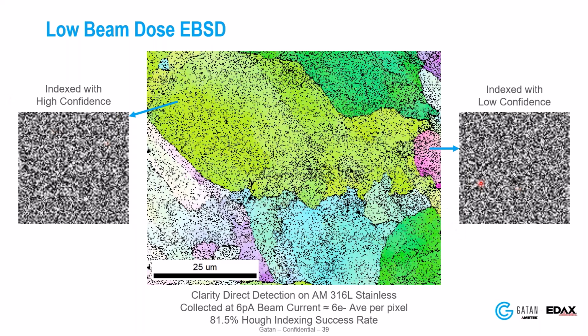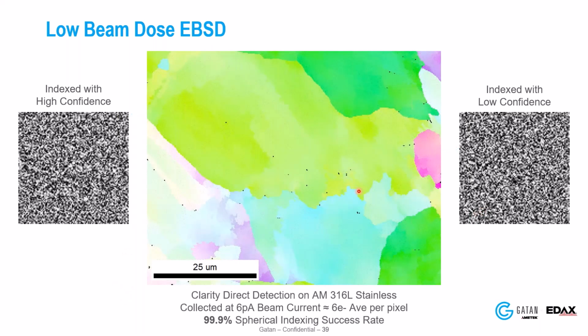And this is one area with the Clarity that's interesting, because we can go to these low beam doses. There's essentially no noise from the detector system. There's no read noise. It's counting these electrons. So we can go to smaller beam doses and still find usable signal in here. But with spherical indexing, you see from the whole data, we're able to get basically 99% indexing with 6 electrons on average. So we're able to match to this full pattern better than we can with just band detection. So for low beam dose, beam sensitive type materials, the Clarity and the OIM Matrix spherical indexing is pretty interesting.